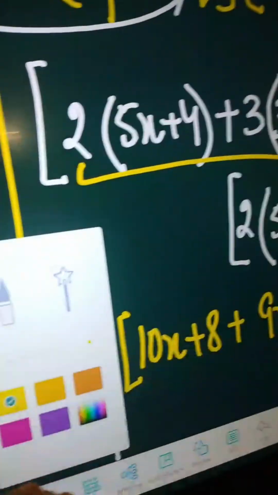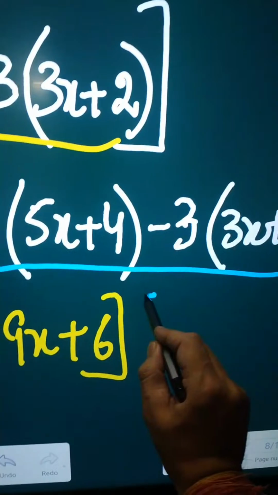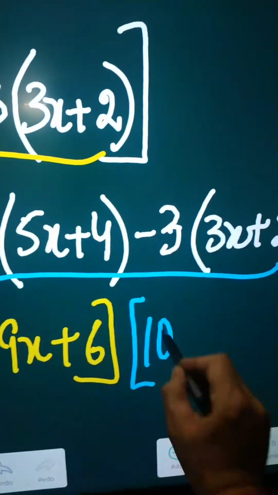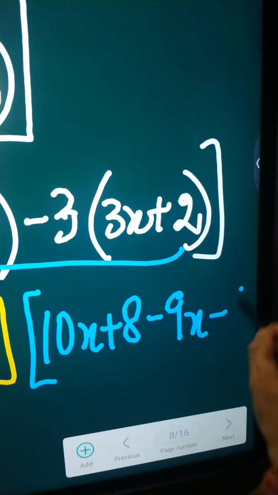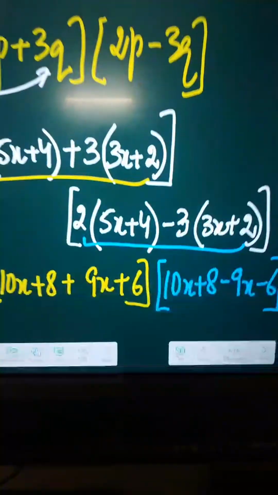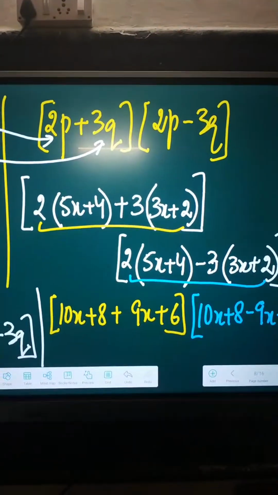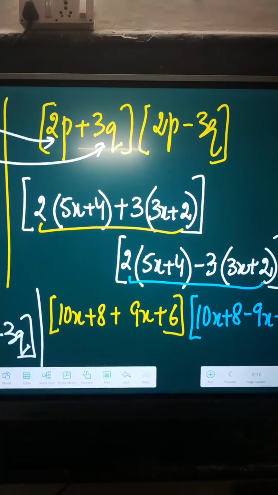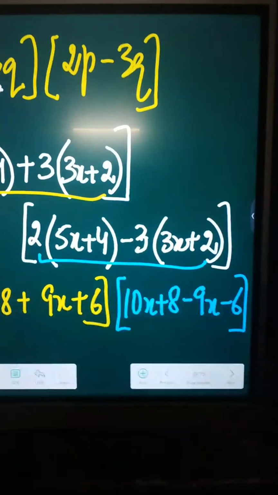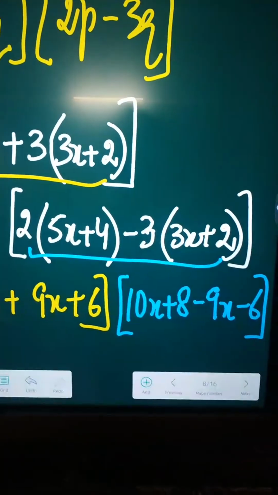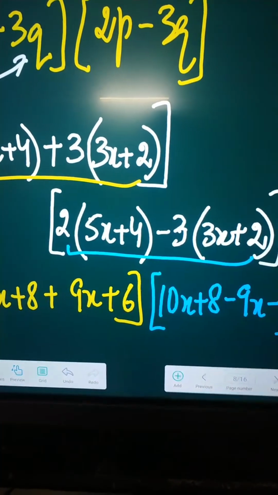And the answer of the second part, this answer I am writing in blue. So it will become 10x plus 8, 9x minus 6. See, the answer of the yellow part: 2 into 5, 2 into 4, 10x, 8, 3 into 3, 9x plus 6. And the answer of this blue part is in blue. You have to not leave the bracket. So this question needs practice.